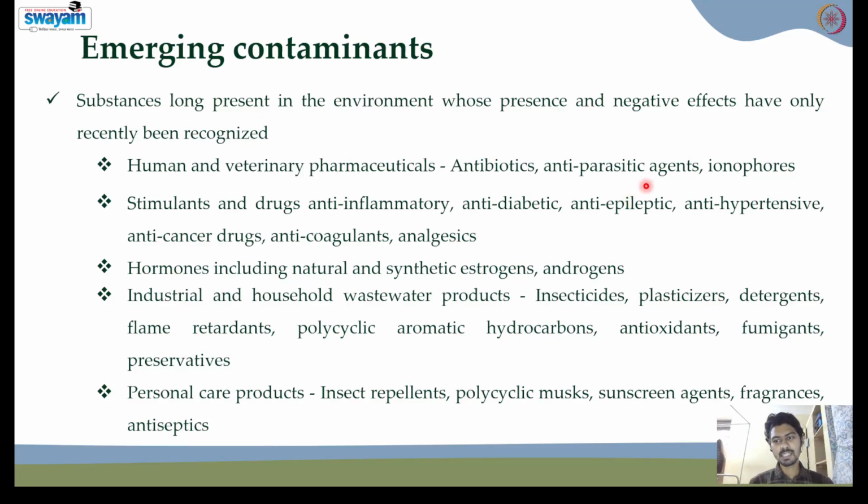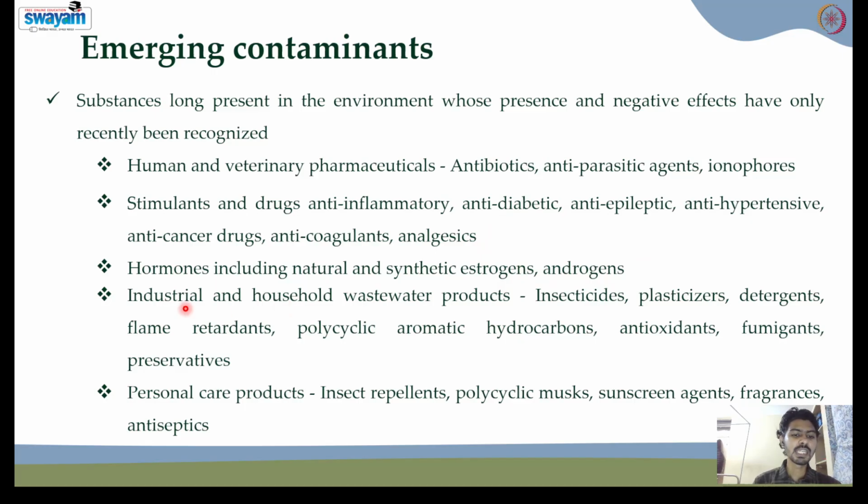Anti-parasitic agents and ionophores are also substances widely used in human and veterinary pharmaceuticals. And in the stimulants, drugs such as anti-inflammatory, anti-diabetic, antihypertensive, anti-cancer drugs, anticoagulants, and analgesics are also regarded as contaminants, but their presence is in very minute quantity in the environment. These are majorly present in pharmaceutical wastewater. And hormones, including natural and synthetic estrogens and androgens, are also present in pharmaceutical and hospital wastewater.